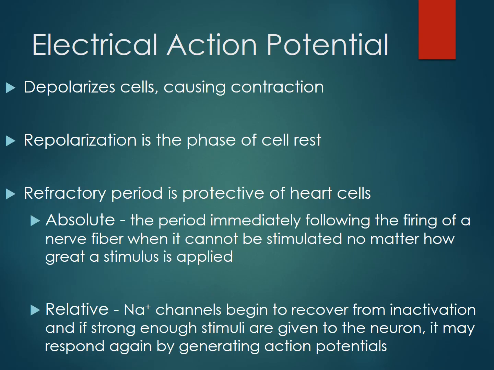Electrical action potential depolarizes cells and causes contraction. The repolarization of the cell is the cell at rest. An absolute refractory period means that no matter what, the nerve cannot be stimulated to contract, no matter what. A relative refractory period is when they're able to be recovered and there is a potential for that nerve to be stimulated.